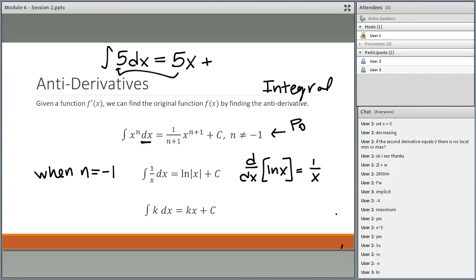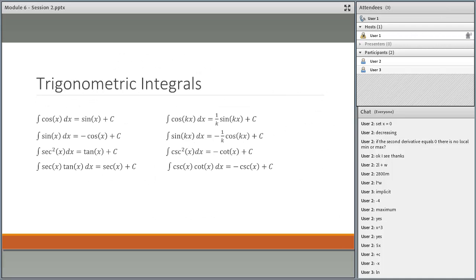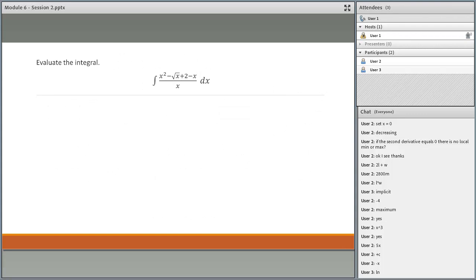Okay, so we have these 3 rules now. This is just the power rule for integration. And each one of our derivative rules that we've learned has a corresponding integration rule. So let's do some examples. Let's come back to the trigonometric integrals in a minute. So let's evaluate the integral of x squared minus the square root of x plus 2 minus x all over x. And again, the dx is just saying integrate with respect to x. And once we integrate, we've already dealt with that, so it's gone.